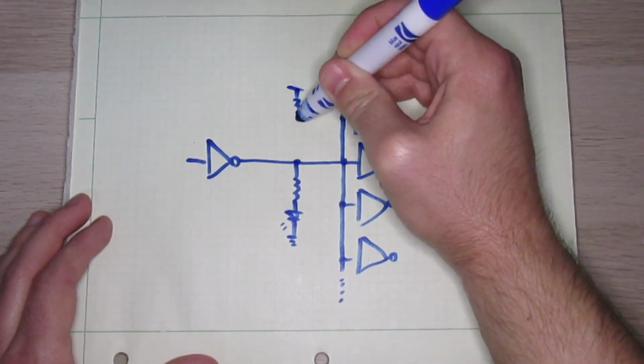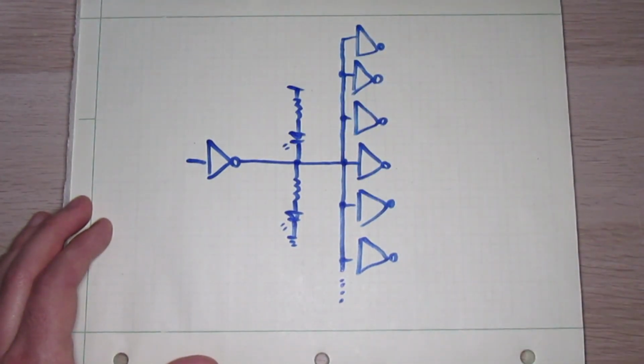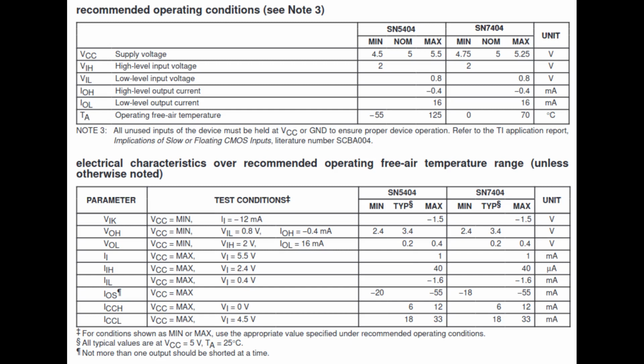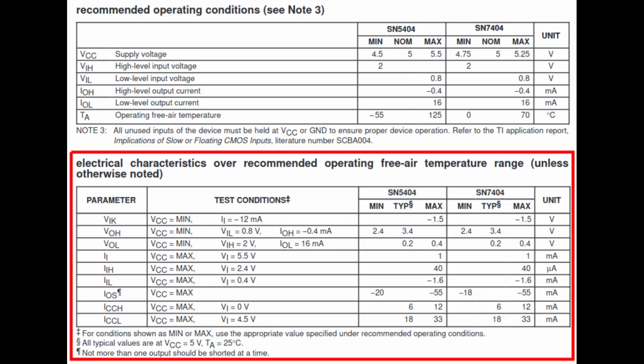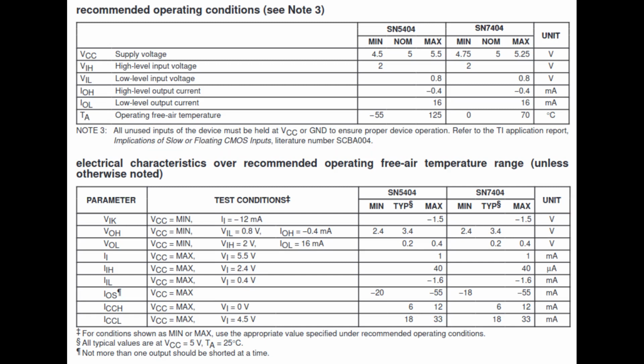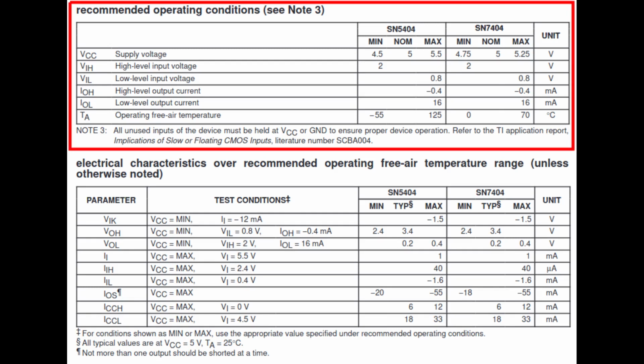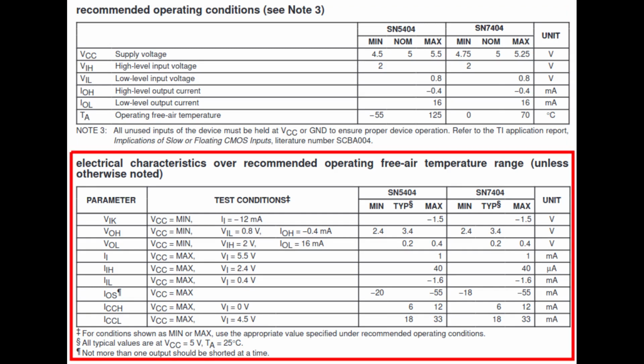So first we need to find out just how many inputs we can attach to a single gate output. Here we have the 7404 datasheet, and there are two tables here: operating conditions and electrical characteristics. Together they make up sort of a contract or a promise between us and the gate. The operating conditions are our end of the bargain, and the electrical characteristics are what the gate promises to do for us as long as we keep it within those conditions.